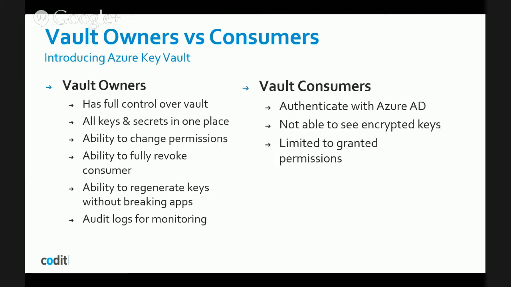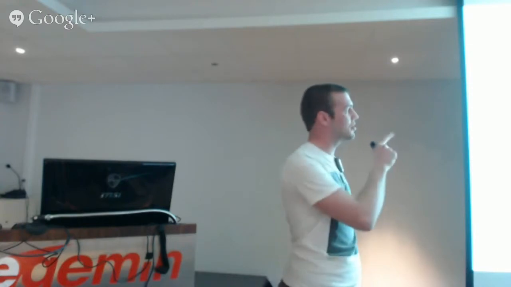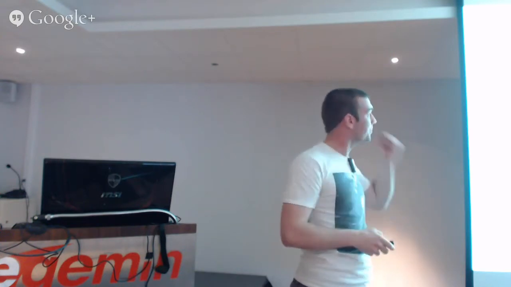Then the vault consumer just has to authenticate to Azure AD. They receive a token and they go with that token to the key vault. And they can't see the encryption keys. So they can just say, this is my message encrypted with that key, and they will receive an encrypted message back, but they don't know how it works. So they are really limited to what they need to be able to do.